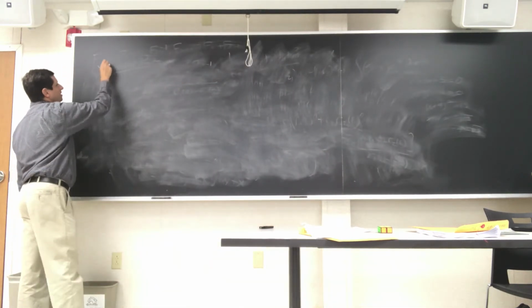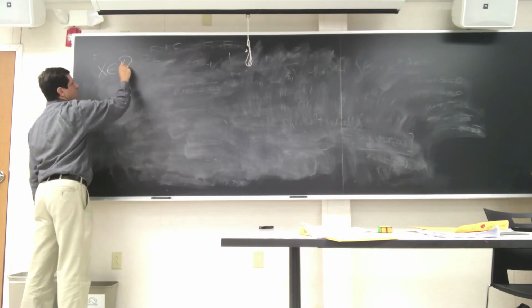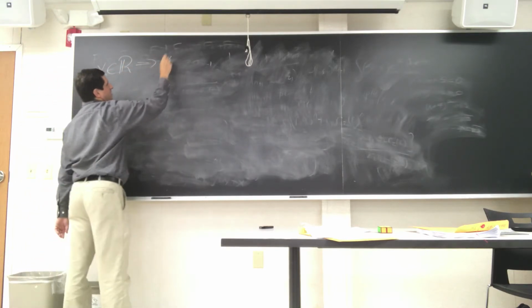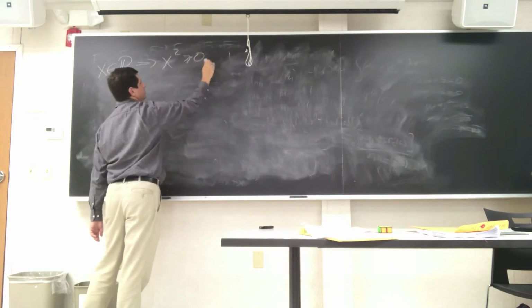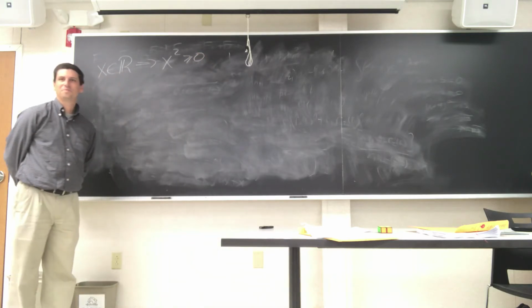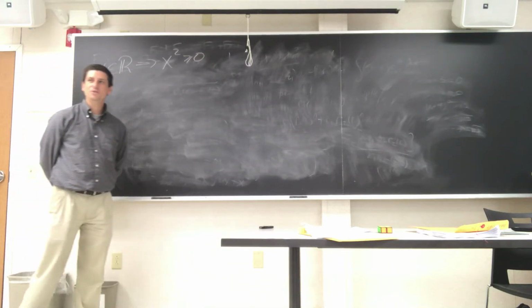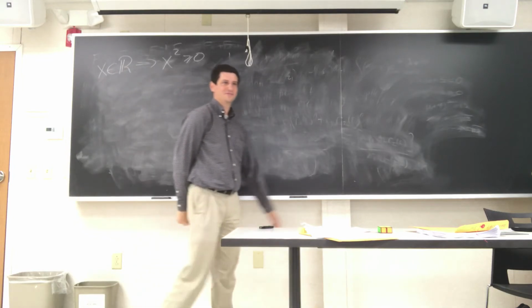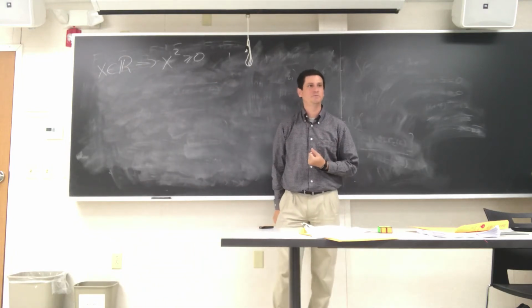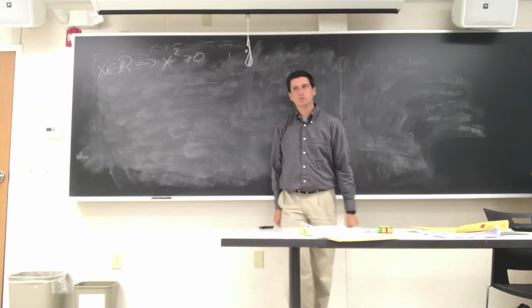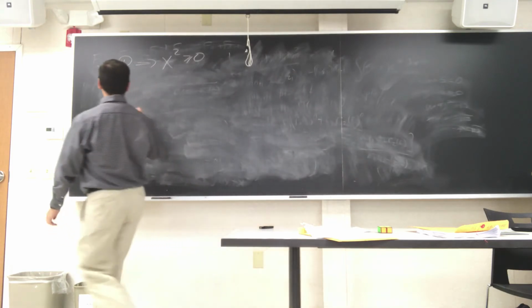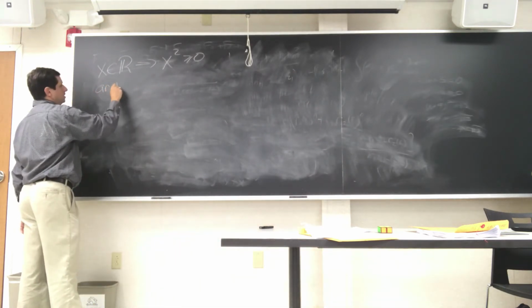More generally, if x is a real number, then x squared is greater than or equal to 0. This is probably the most important inequality in all of mathematics. It's amazing how many things come from that. So what we're going to look at now is what's called the arithmetic mean geometric mean.